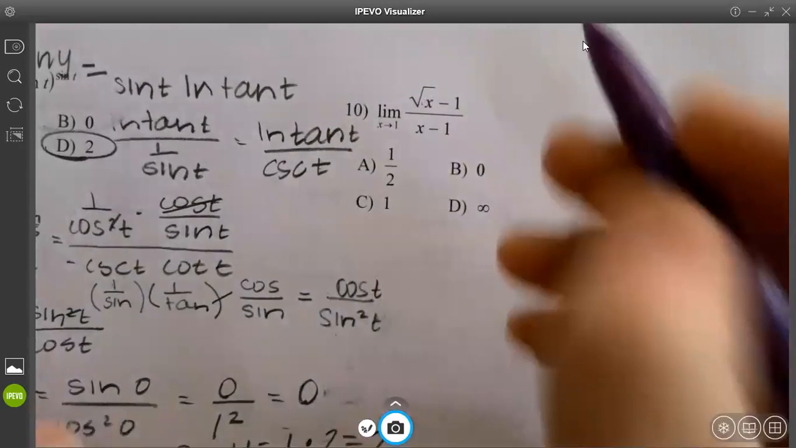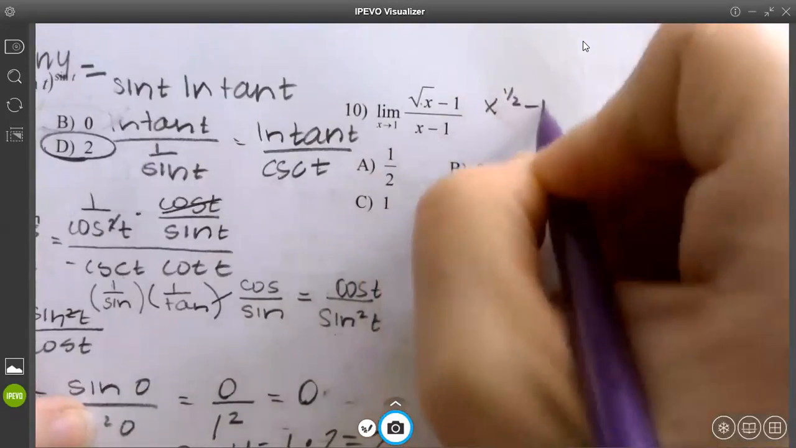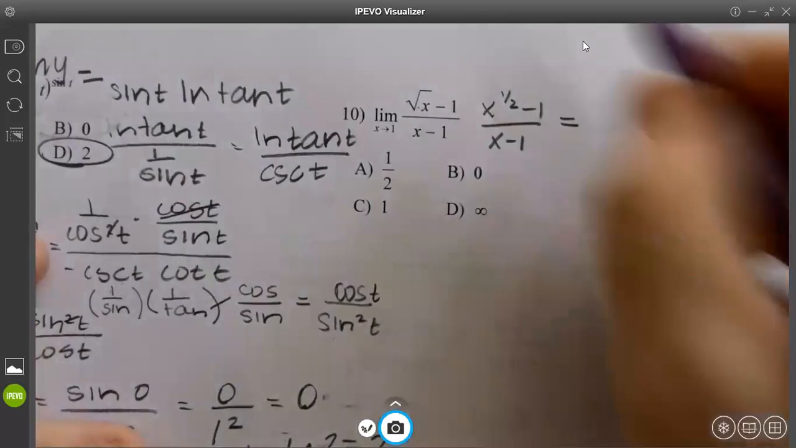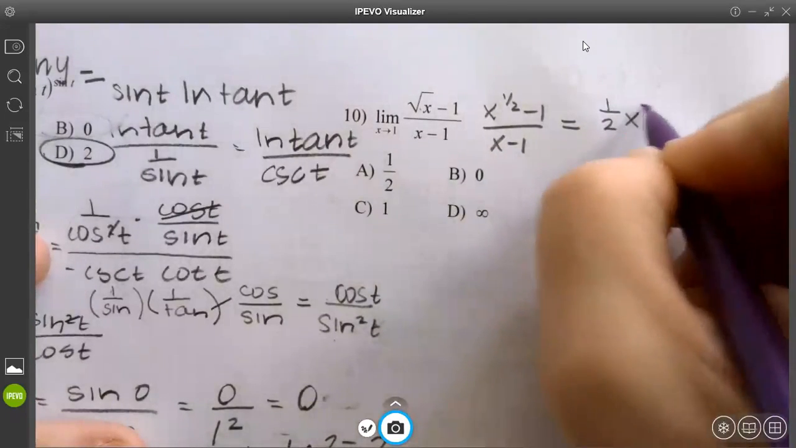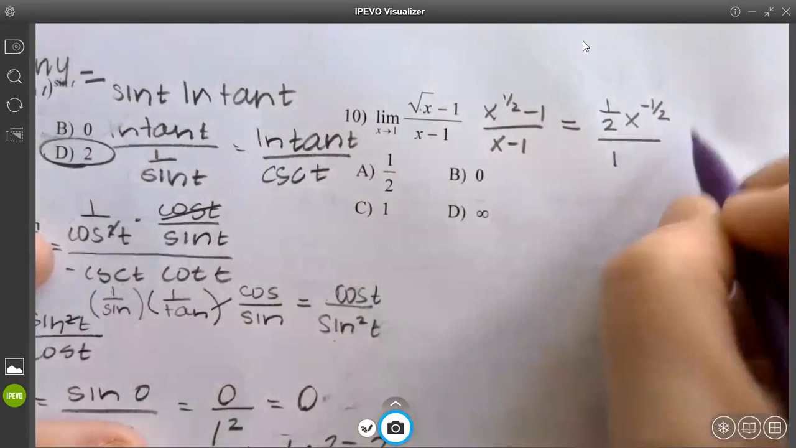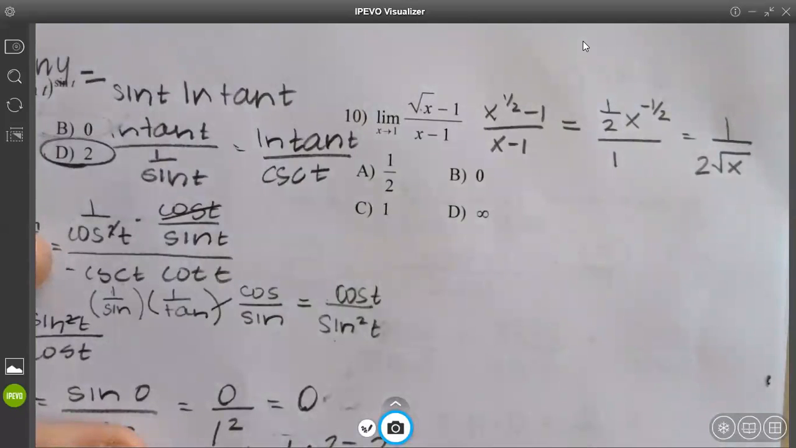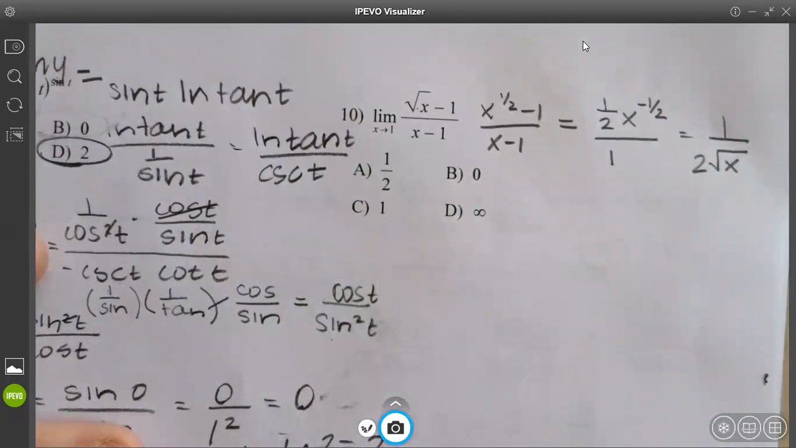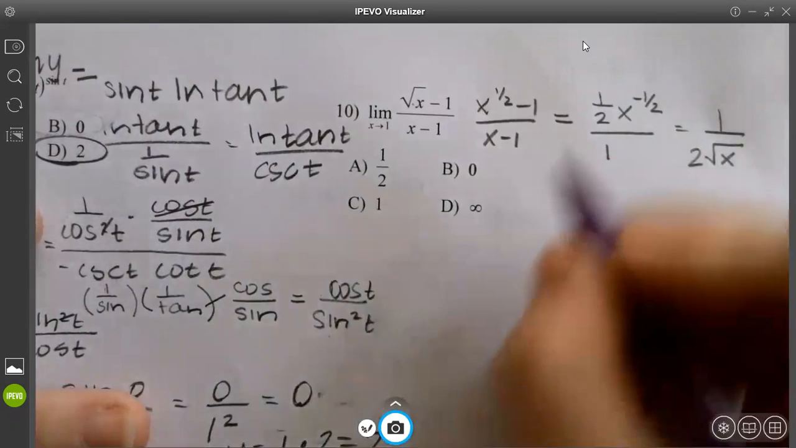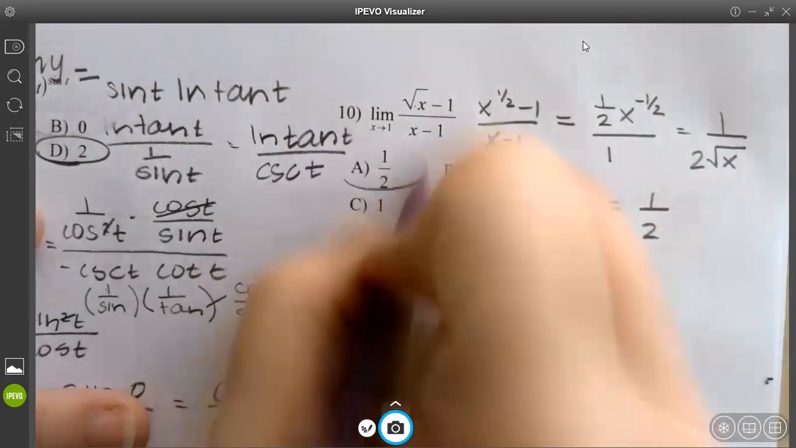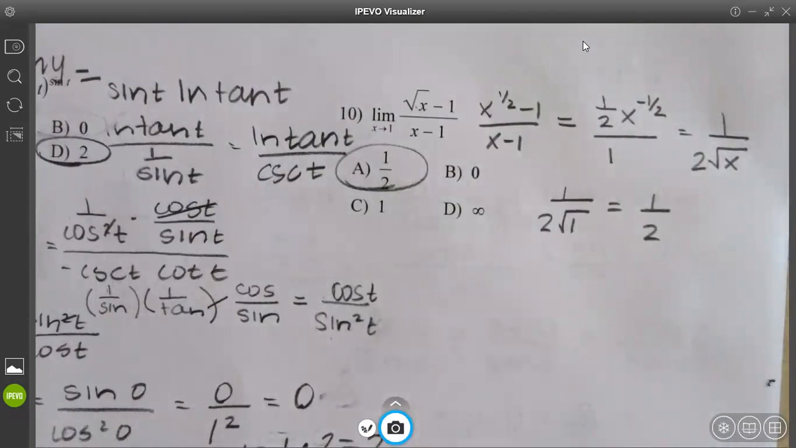All right, this one. Change this to what? X to the 1/2 minus 1 over X minus 1. Derivative of the top. Derivative of the bottom. So this is just 1 over 2 times the square root of X. Direct substitute, we get 1 over 2 times the square root of 1, which is 1/2. Yeah, they're that easy. That's why I said I'm not gonna take up a bunch of room. I knew it would be really quick.